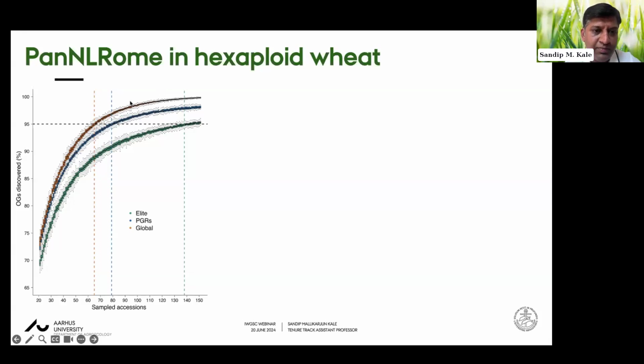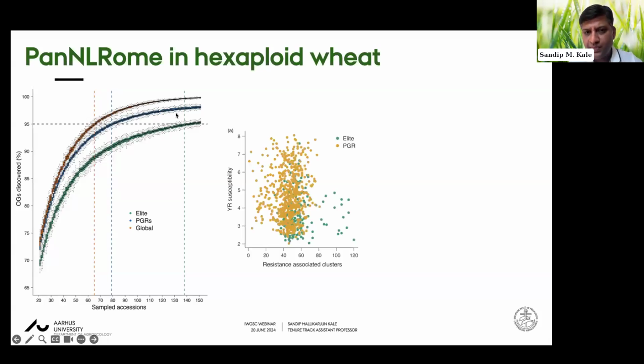But another important point is that these three curves never converge, which means there is something unique in the elite lines which is not present in the plant genetic resources. To identify that reason, we identified the number of resistance-associated clusters from each accession and compared it against disease susceptibility. Here I'm showing yellow rust: you can see that elite lines have more resistance-associated clusters, and they were also less susceptible to yellow rust.